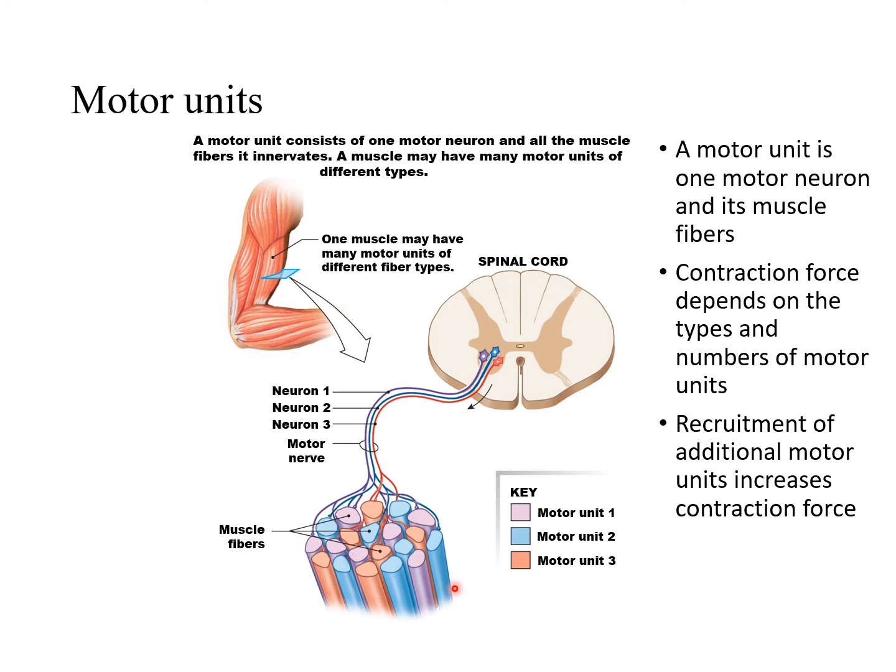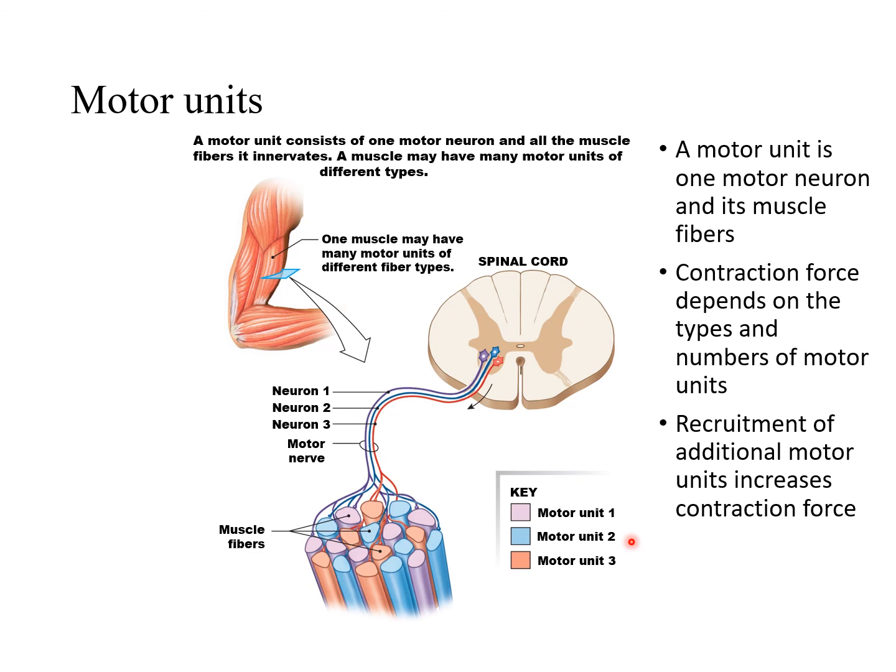So in one muscle, you can have your slow twitch, your fast oxidative glycolytic, and your fast glycolytic muscle fibers. But one motor unit just has one type of muscle fiber. Now, the number of muscle fibers in a motor unit can vary. So in motor unit number 1, I can have maybe 3 to 5 muscle fibers. In motor unit number 2, I can have more muscle fibers. So the number of muscle fibers within each motor unit can definitely vary.